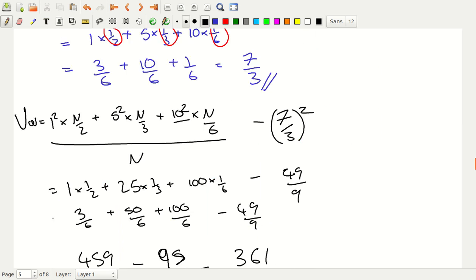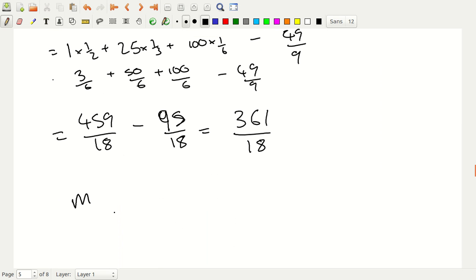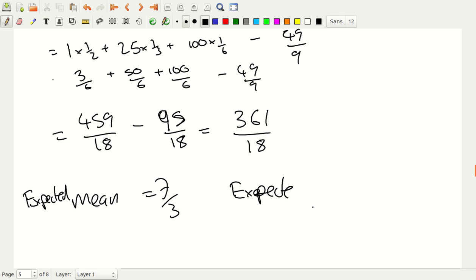But the answer to the question, just to summarise it at the bottom, is that the expected mean is 7 over 3, and the expected variance is 361 over 18.